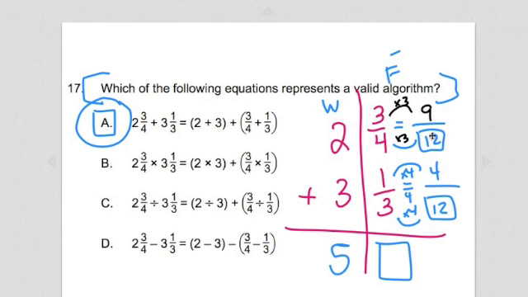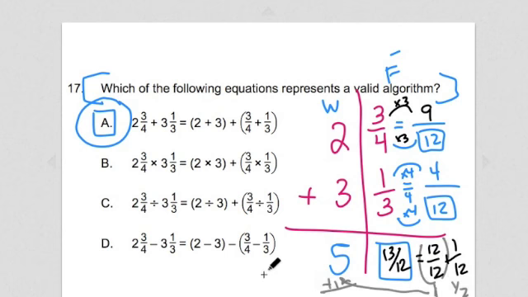So now I can add 9/12 and 4/12. Did I do that right? Okay. Now I add those together and get 13/12. We can think of 13/12 as 12/12 plus 1/12. And 12/12 would be a whole, and that would eventually get added to the 5. So the answer would be 6 and 1/12.